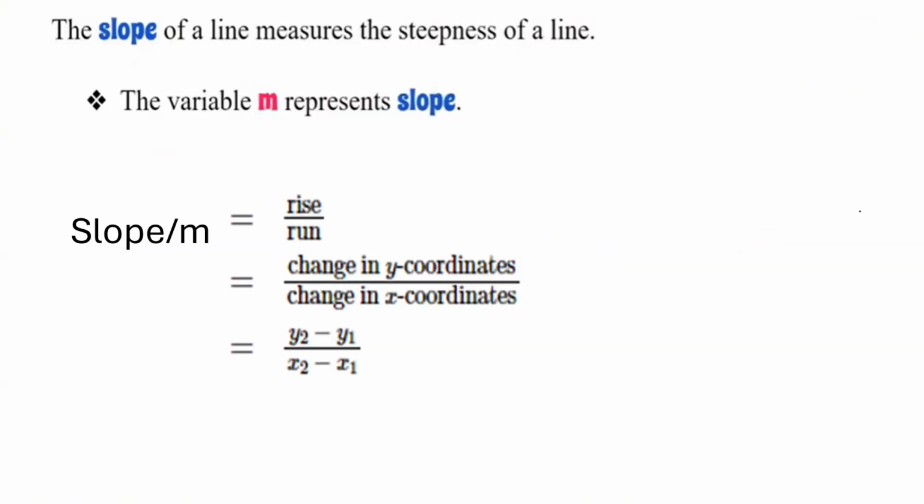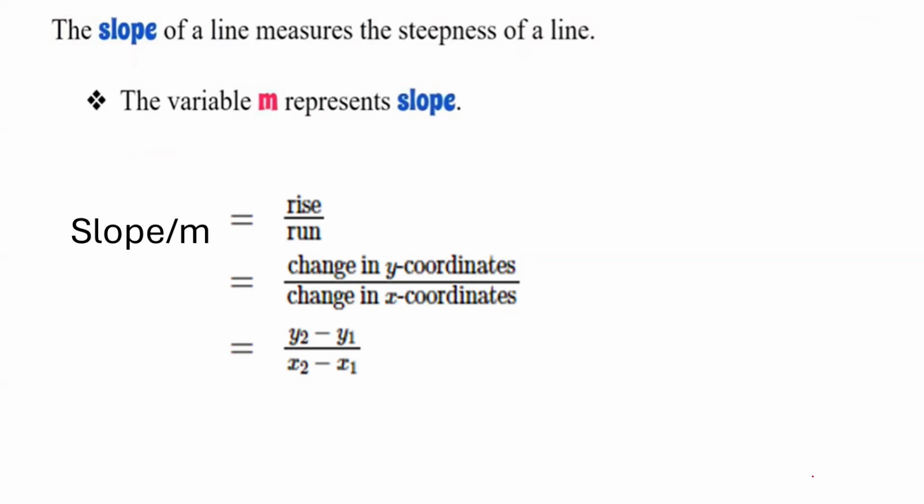What do we know about a slope? What is a slope? The slope of a line measures the steepness of a line. Basically, it is saying how steep that line is. The variable m represents the slope. So normally the formula is m equals, so we have different formulas to find the slope.